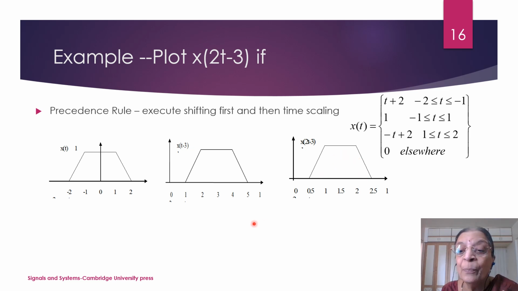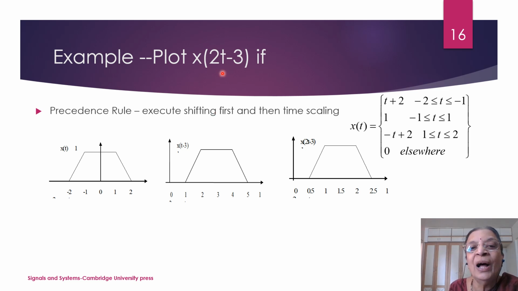This is called the precedence rule. The precedence rule says that you execute shifting first and then do time scaling. Sometimes a person may do time scaling first and then execute time shifting. But if you want to do so, you will have to write this x of 2t minus 3 as x of 2 inside the bracket t minus 3 by 2 and then execute the way you like. You can execute the time scaling first and then do the time shifting.